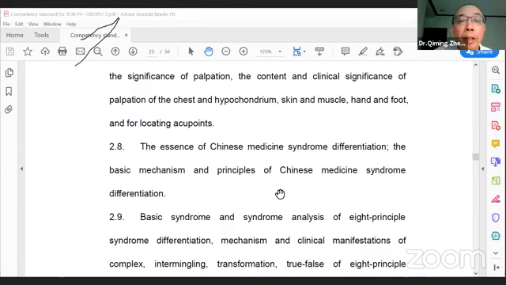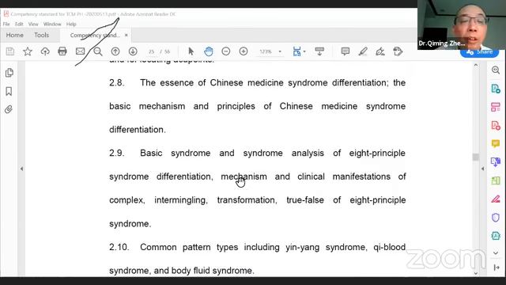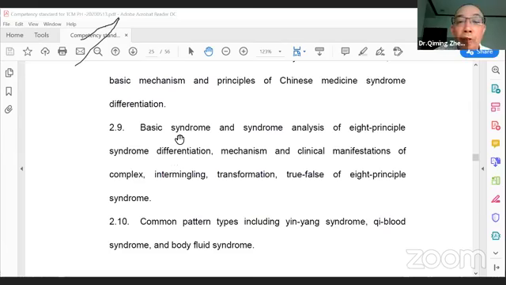Point 8, the essence of Chinese medicine syndrome differentiation: the basic mechanism and principles of Chinese medicine syndrome differentiation. Point 9, the eight principle syndrome differentiation. The eight principles are like yin and yang, exterior and interior, cold and heat, and excess and deficiency.